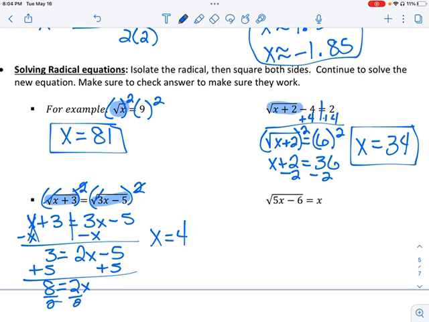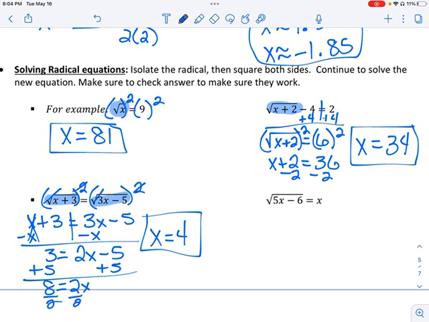Now, just double check that. So if I plug the 4 in, 4 plus 3, that's 7. So that side would be the square root of 7. 3 times 4, that's 12. 12 minus 5 is 7. That's also the square root of 7. So both of those work perfectly.